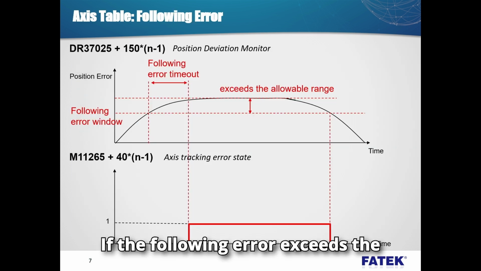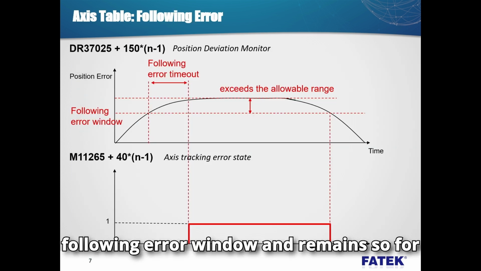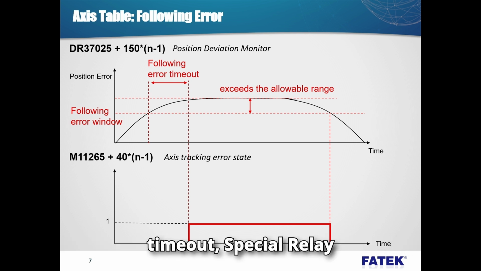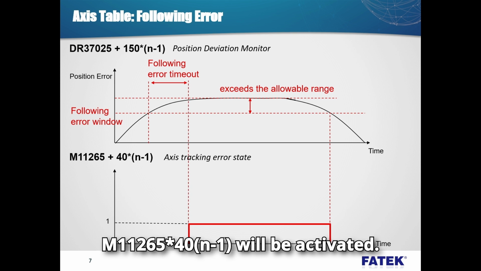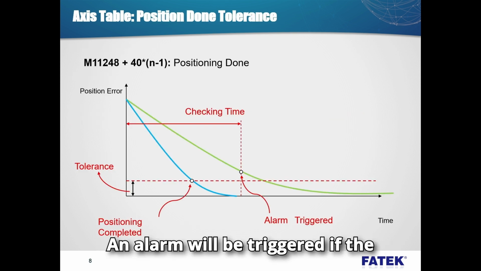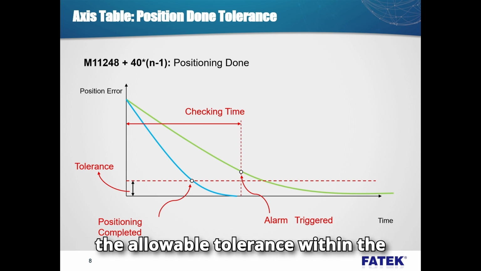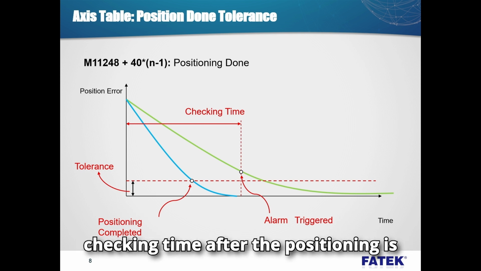If the following error exceeds the following error window and remains so for longer than the set following error timeout, special relay M11265 will be activated. An alarm will be triggered if the position error does not decrease below the allowable tolerance within the checking time after the positioning is done.